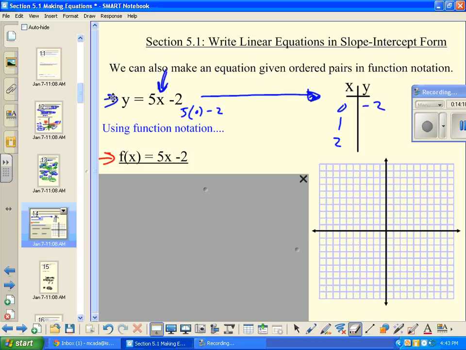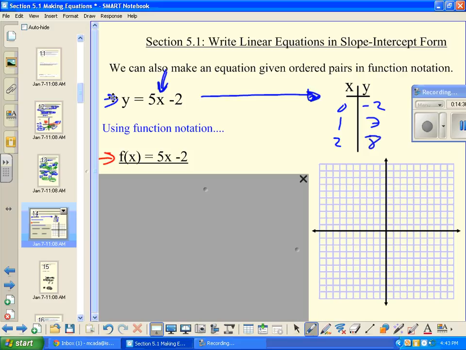If I put 1 in for x, again, this is just a kind of a review almost of ordered pairs, but I'll show how it ties in here in a second. 5 times 1 gives me 5, minus 2 gives me 3. If I put 2 in for x, 5 times 2 gives me 10, minus 2 gives me 8. So remember, we did things like this where I can find ordered pairs. I plug numbers in for x, and I get answers out for y.